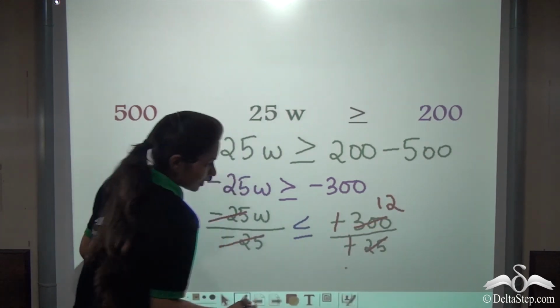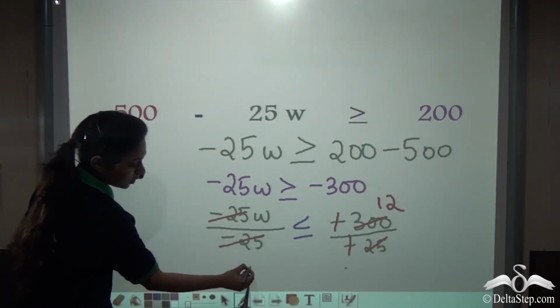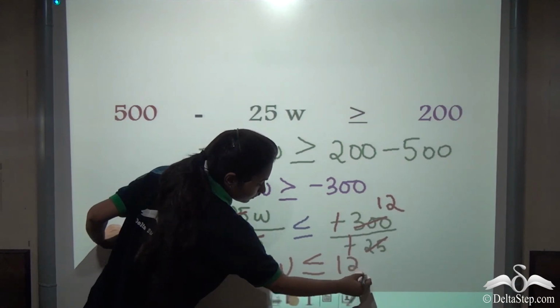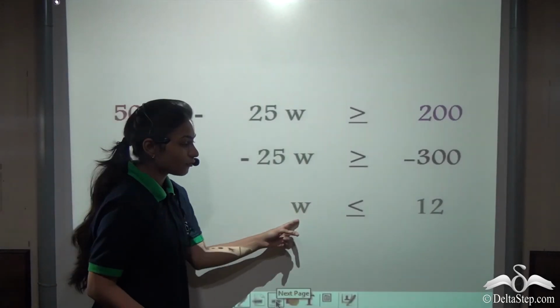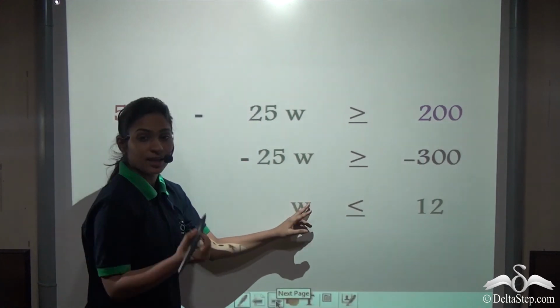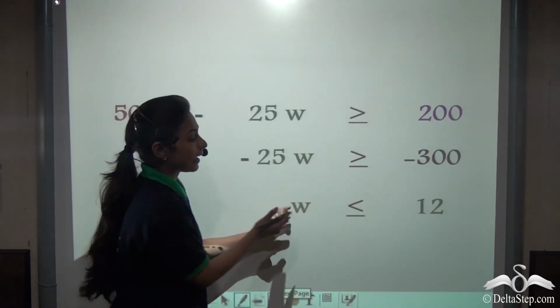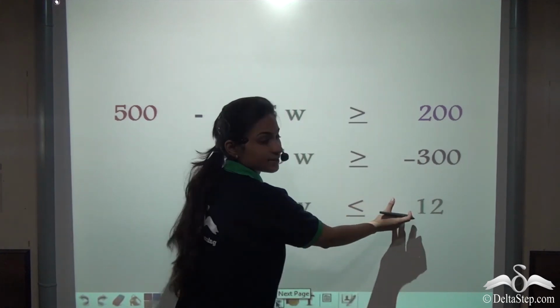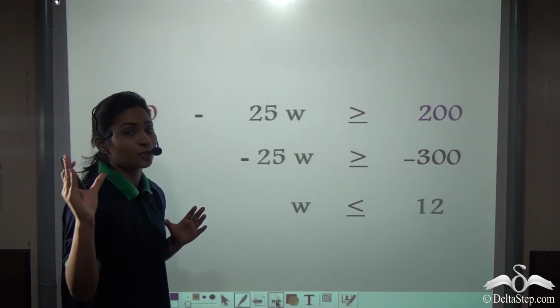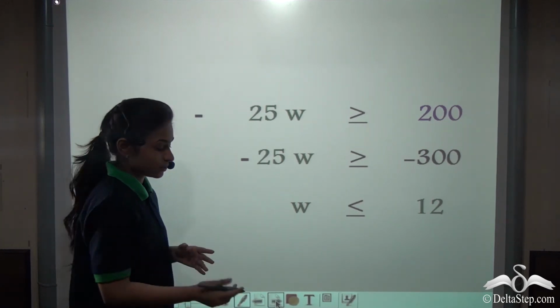And this minus minus gets cancelled. So what are we getting? W is less than or equal to 12. This means that the number of weeks is less than or equal to 12. That is, the number of weeks he can withdraw money for movies can be either equal to 12 or less than 12, but definitely not more than 12. Why? Because he has to save 200 at the end of summers.